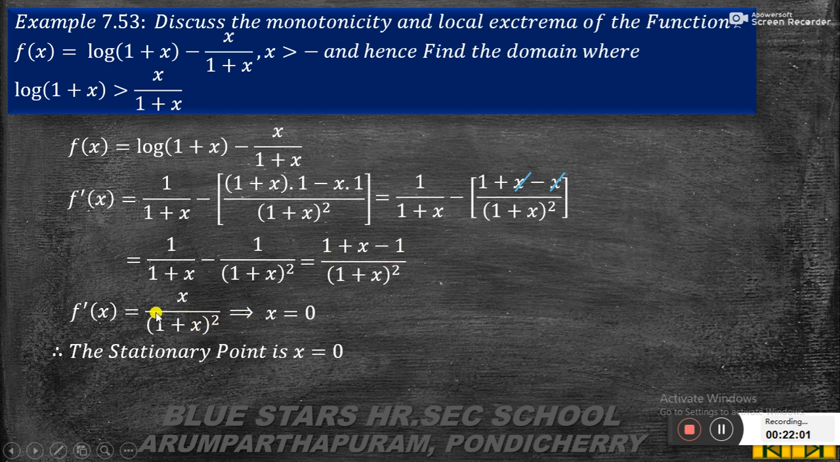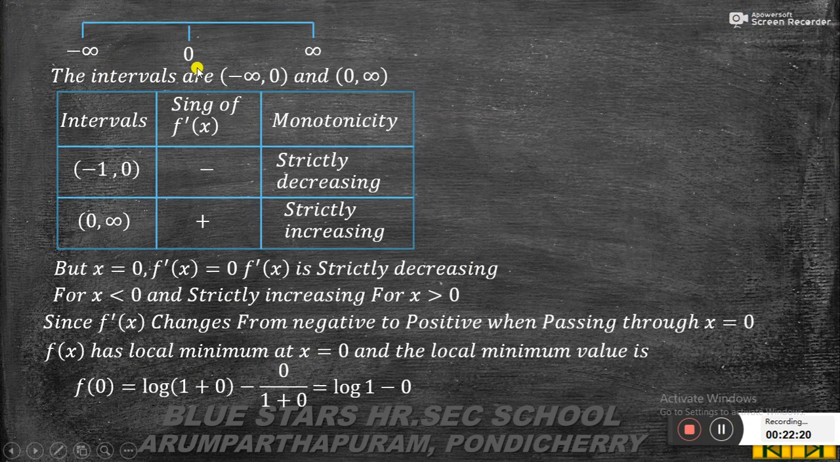Now I take f'(x) equal to 0. So f'(x) equal to 0 means x by (1 plus x) square equal to 0, so this term equal to 0 means x equal to 0. Therefore the stationary point is x equal to 0. Next step, I represent the critical point on the number line, so minus infinity to 0 and 0 to infinity are the intervals.